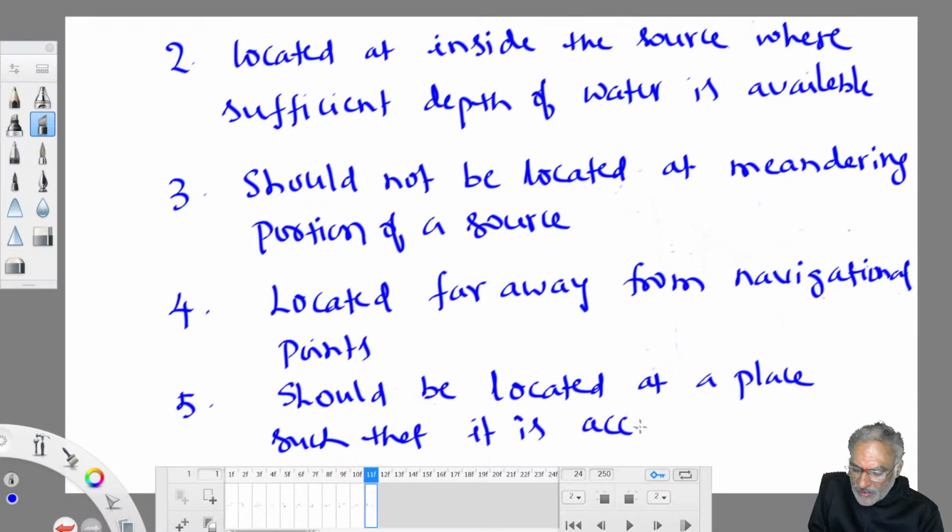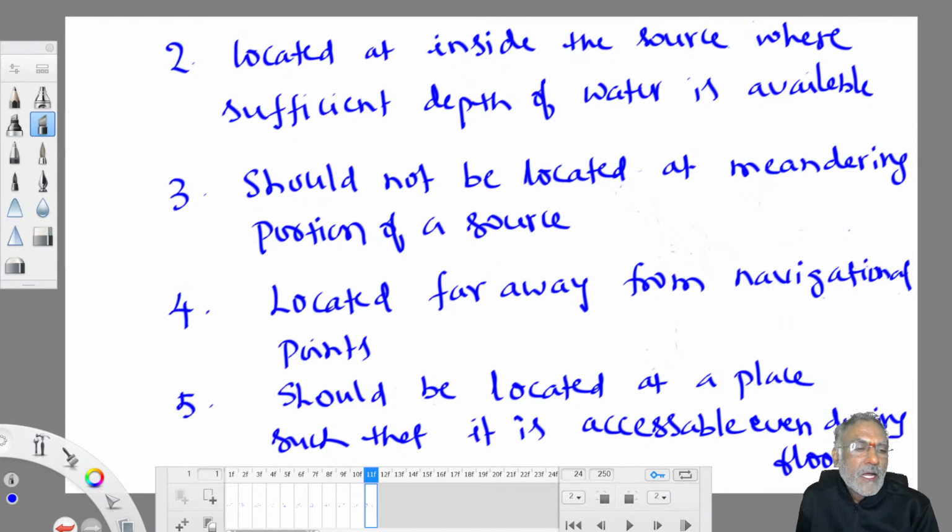So accessibility is there, men can go there and work, carry out the job, even during floods. So all these points are to keep in your mind before we decide a place to locate the intake tower.